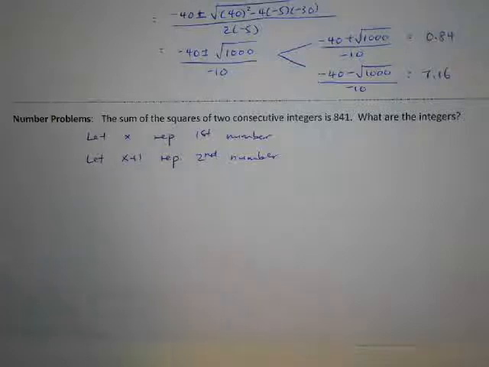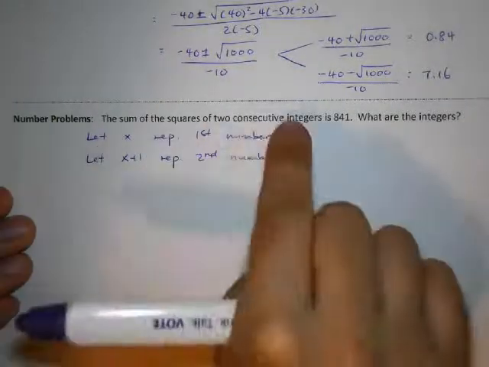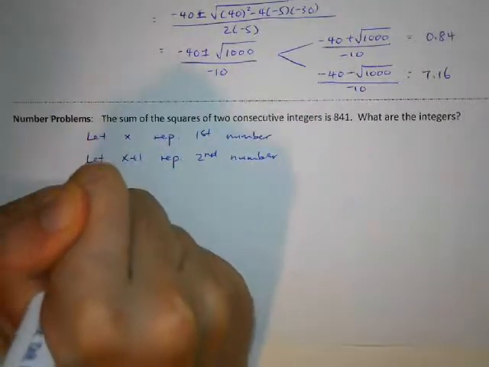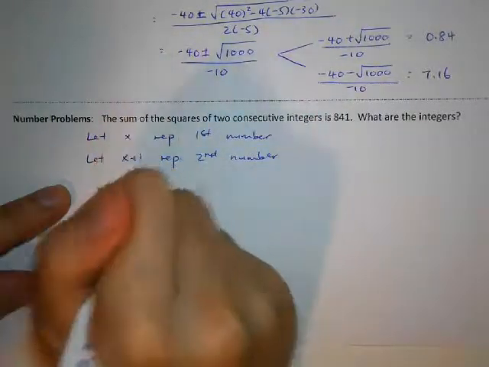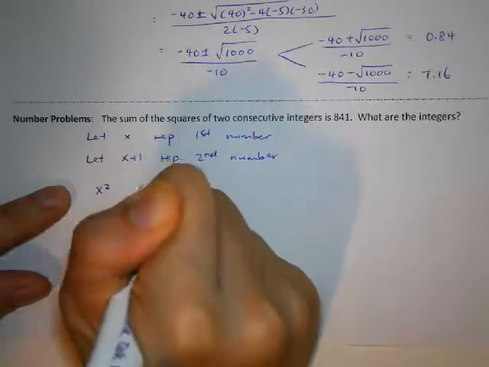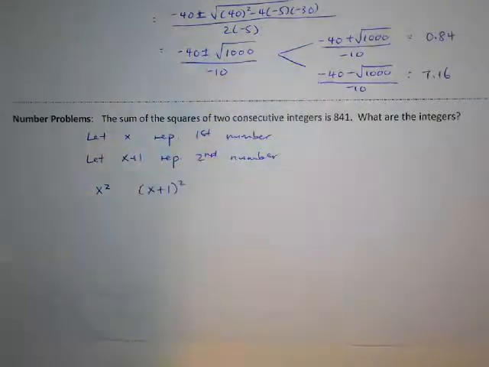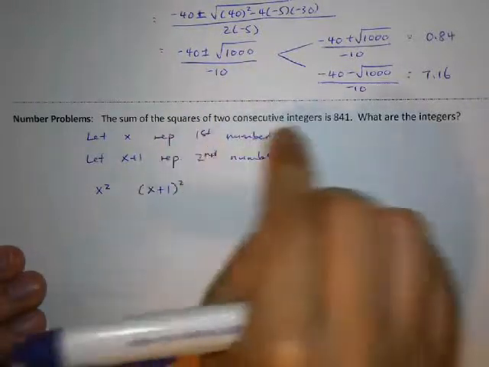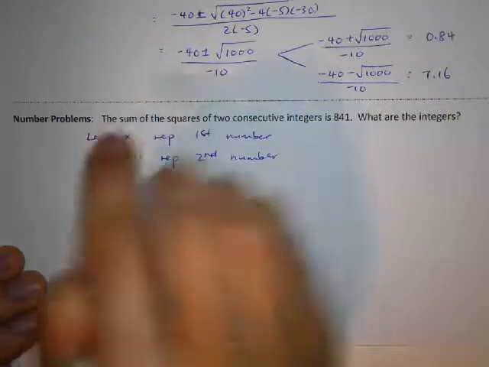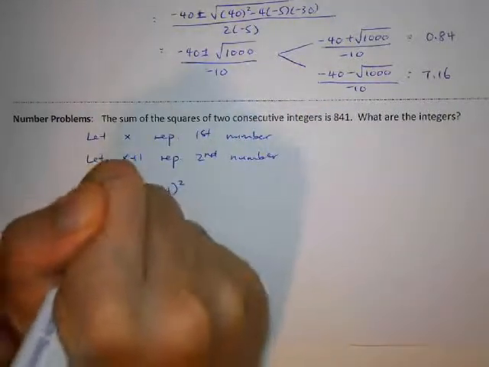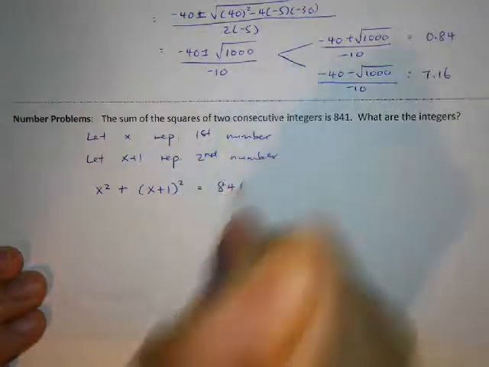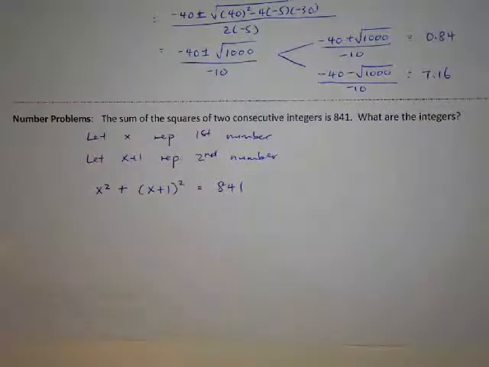And then we come up with the equation. So if we square the two integers, so if we square the first number, it will be x squared. If we square the second number, it will be, make sure you put brackets around it, all of x plus 1 squared. It's telling us that if we square the two consecutive integers and we add them together, so the sum of the squares of the two consecutive integers, it would equal to 841. And that's your equation.